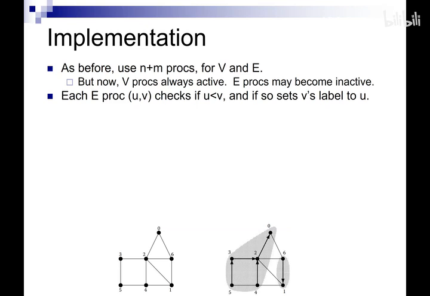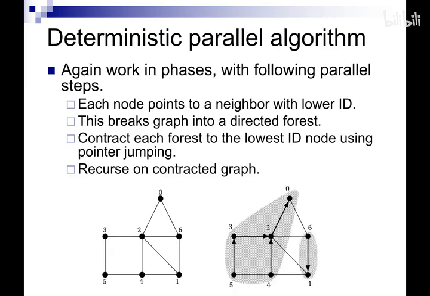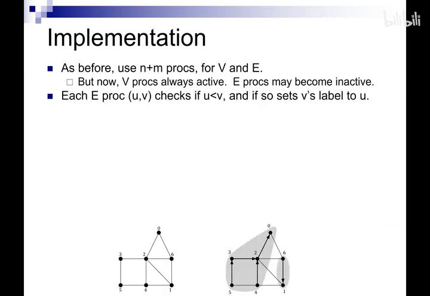Now, the edge processes are responsible for generating these pointers. The first step is for each node to point to one of its lower neighbors, so the edge processes are responsible for setting these pointers. For example, let's say you have an edge process over here, and another edge process over here. This guy on the bottom is trying to make 4 point to the 1. Each edge is going to check its 2 endpoints and try to set the direction to point to the smaller node.